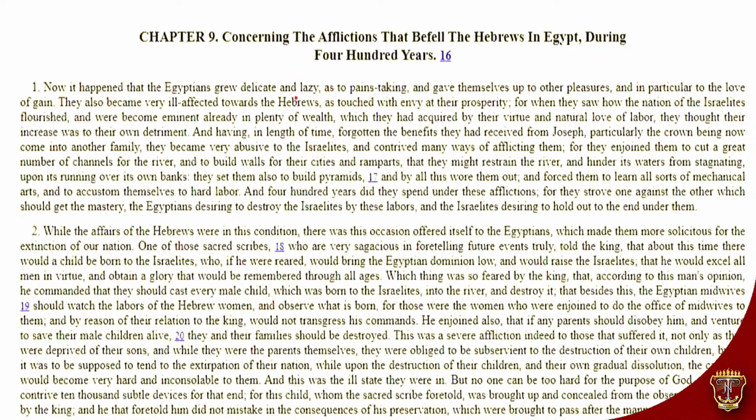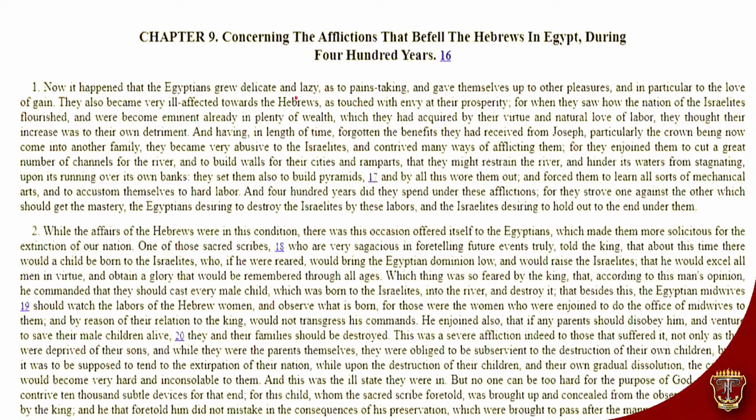Read. "For when they saw how the nation of Israelites flourished and had become eminent already in plenty of wealth, which they had acquired by their virtue and natural love of labor, they thought their increase was to their own detriment." So they was hating on us because we was putting in work. It said we had a natural love for labor. Again, we were shepherds, and being a shepherd is laborious in itself. On top of the husbandmen, that were doing husbandry, we worked. And they was hating on us because we love to work.